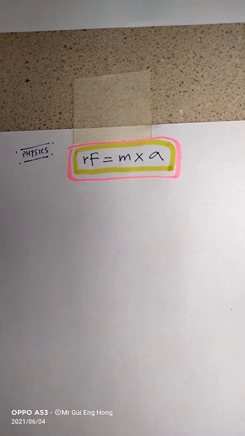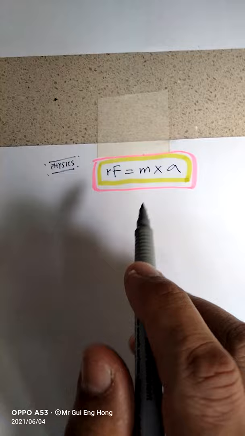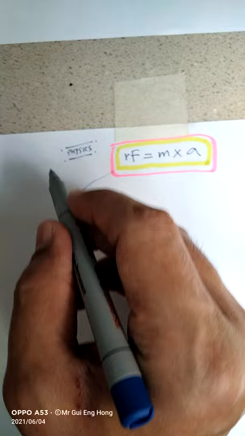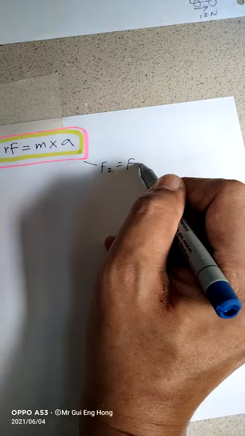Today, we will want to revise on resultant force equals to mass times acceleration. Now, there are two categories in such questions. One is when the forces are unbalanced, and one is when the forces are balanced. So let's look at the first category, when the forces are unbalanced. So we revise using this example.